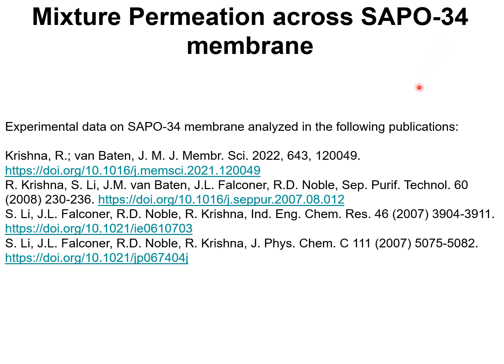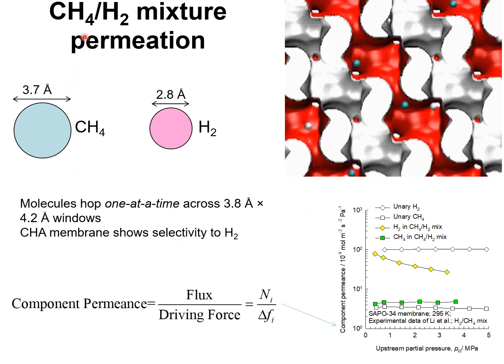SAPO34 has the same structural topology as chabazite zeolite. The data on the mixture permeation characteristics and the analysis of the data are available in the publications listed here. Let's first examine permeation of mixtures of methane and hydrogen across a Chabazite membrane.